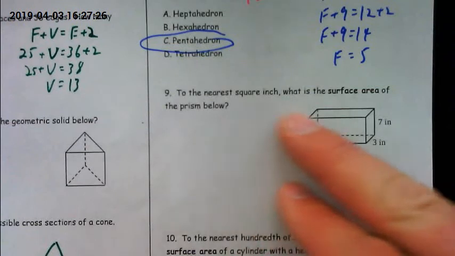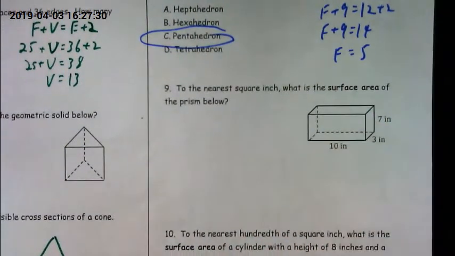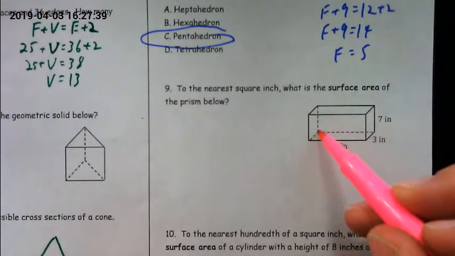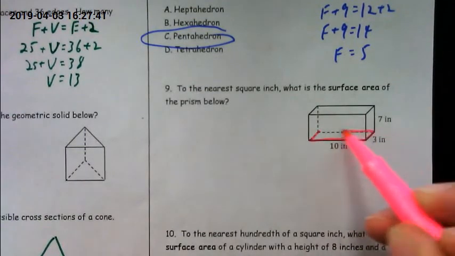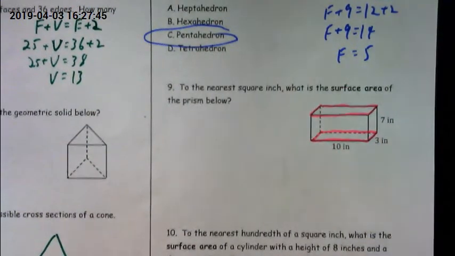To the nearest square inch, what is the surface area of the prism below? Looking at this prism, there's more than one way to do this. You have to decide what to use as your base and what to use as your height. I would choose the base that's on the bottom, but remember, a rectangular prism is the only shape where we could choose different parts to be our base and still come out with the correct answer.